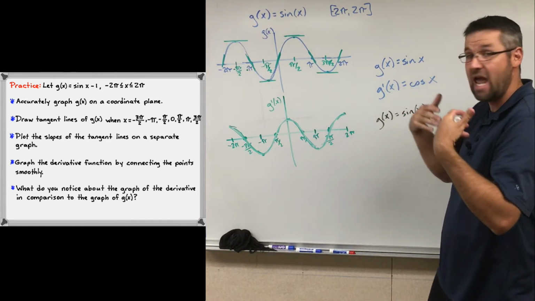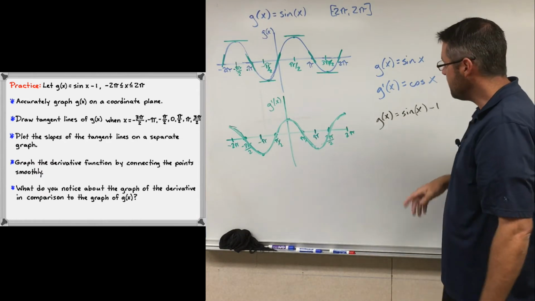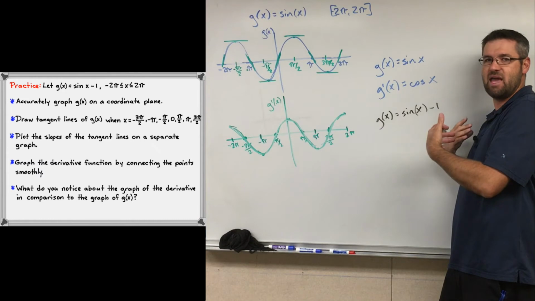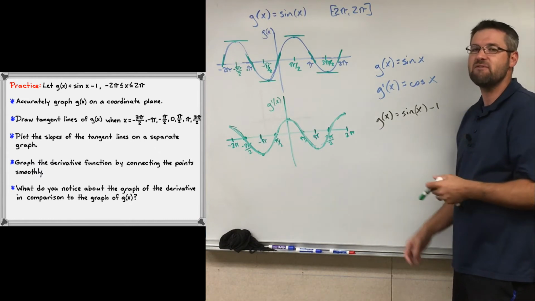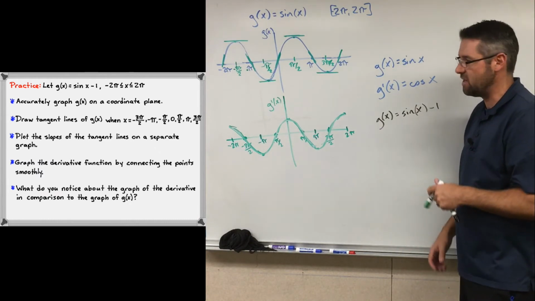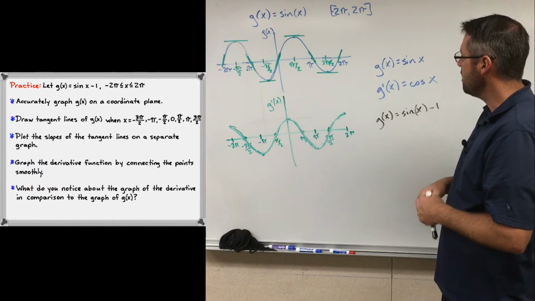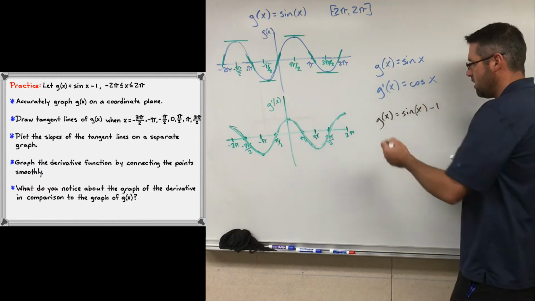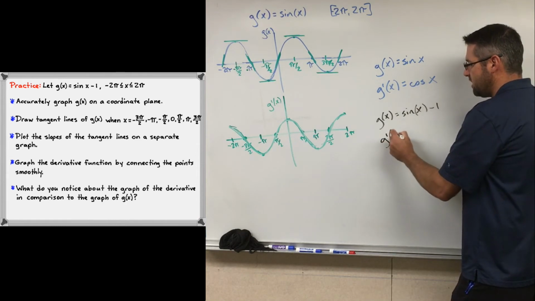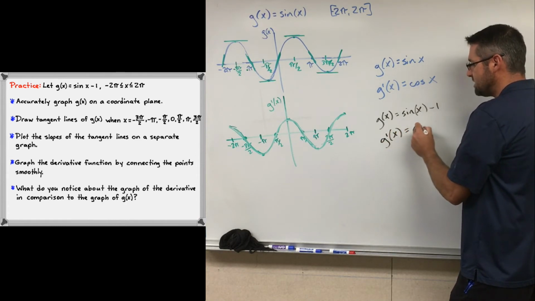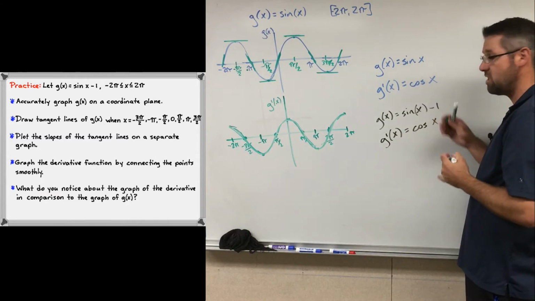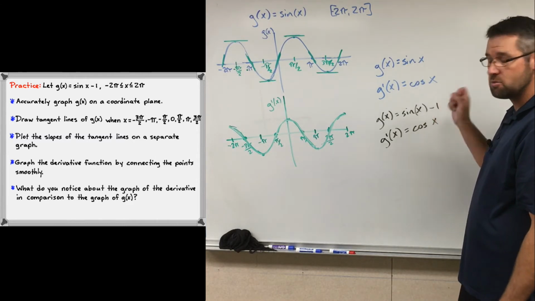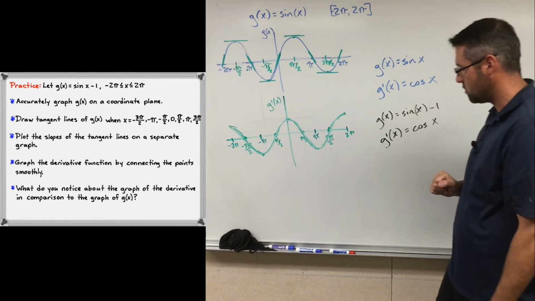And so we can add to our ideas here that if I have a constant added or subtracted to the end of any function, that doesn't affect the derivative. Okay, that doesn't affect the end result of the derivative. So the derivative of sine of x is cosine of x, and guess what? The derivative of sine of x minus 1 is still just cosine of x. It's not cosine of x minus 1. Okay, that constant that was added or subtracted at the end doesn't do anything to the derivative.